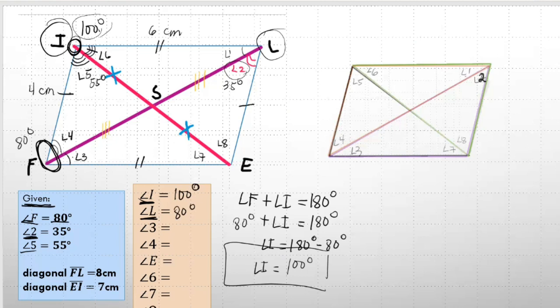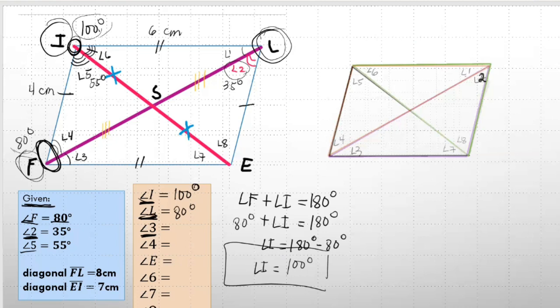Or, the opposite angle of angle L is angle F, and angle F is 80 degrees. They are congruent. So, therefore, angle L is also 80 degrees. Okay? Next, we have already found angle I and angle L. Now let's try to find the measurement of angle 3. So how can we find the measurement of angle 3?